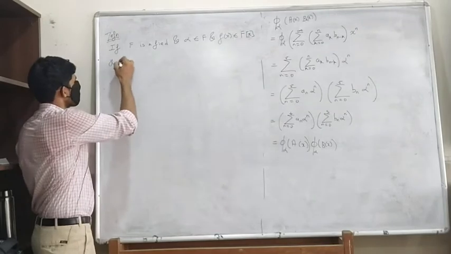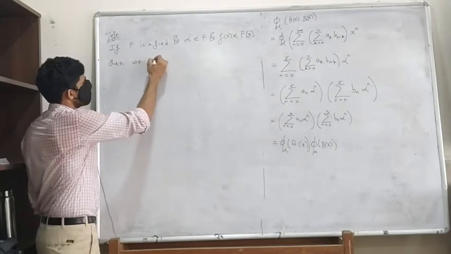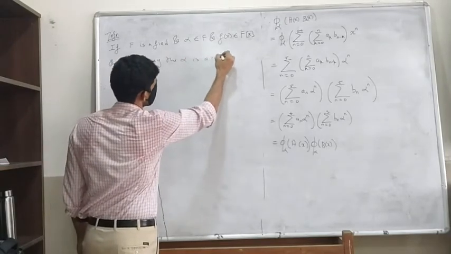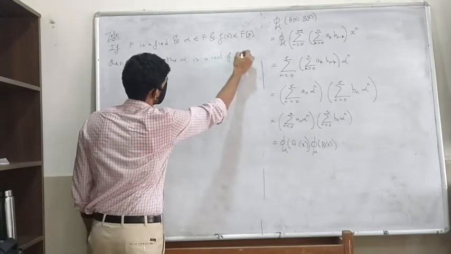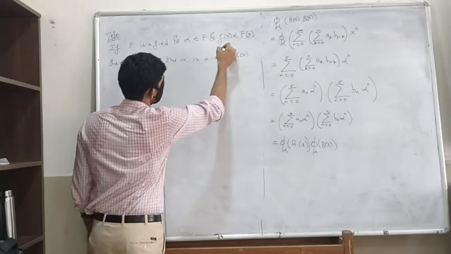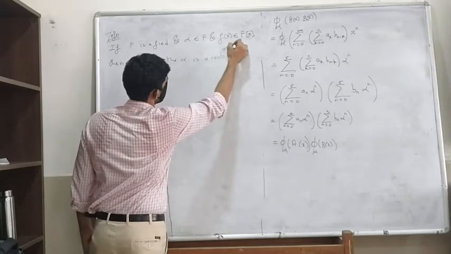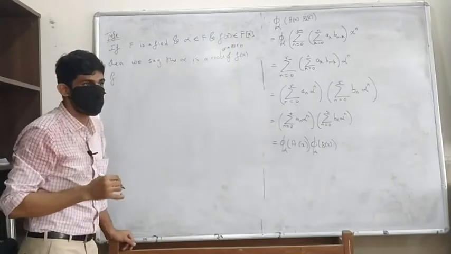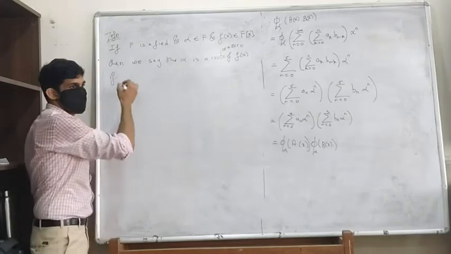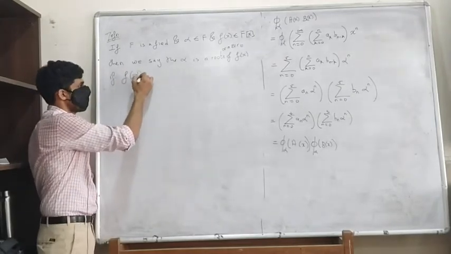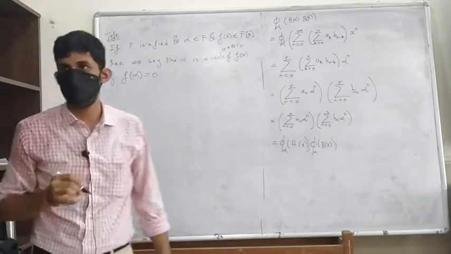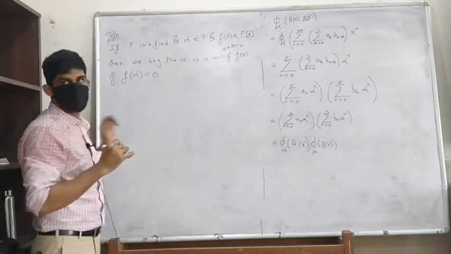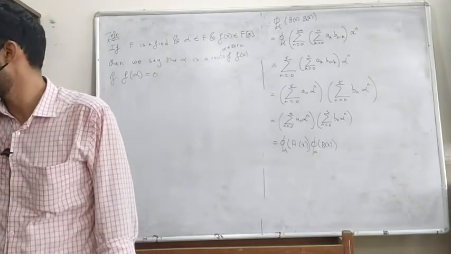Then we say that alpha is a root, or a zero, of f of x if f of alpha is 0. So that's what we mean by saying that it's a zero.